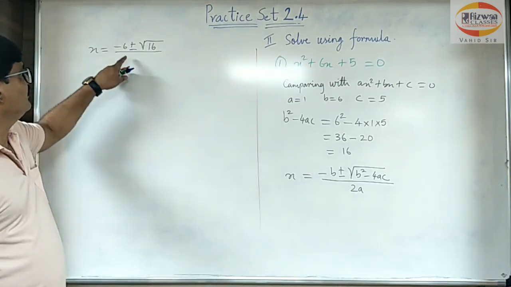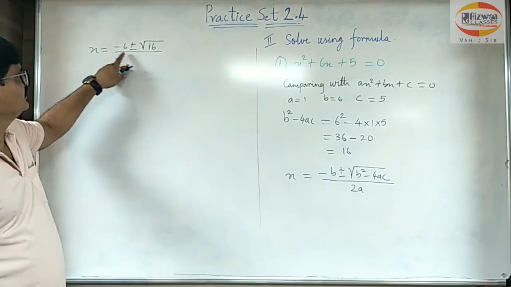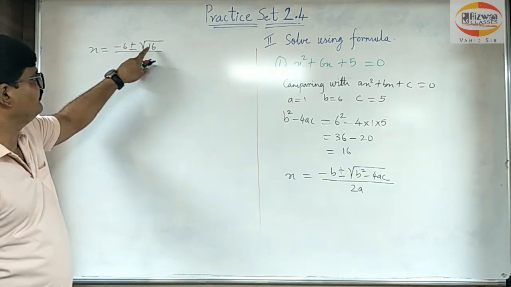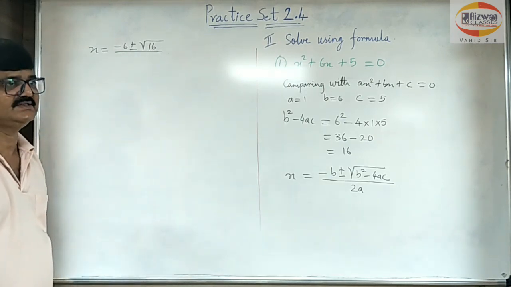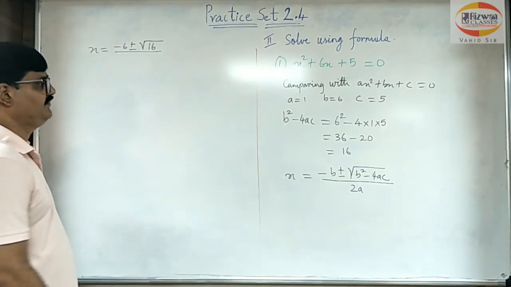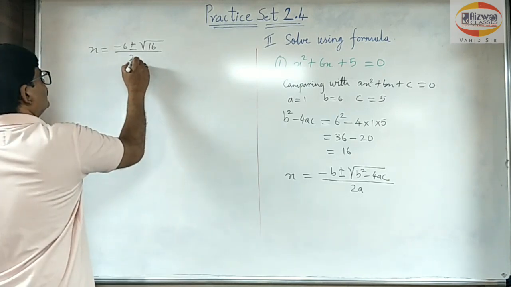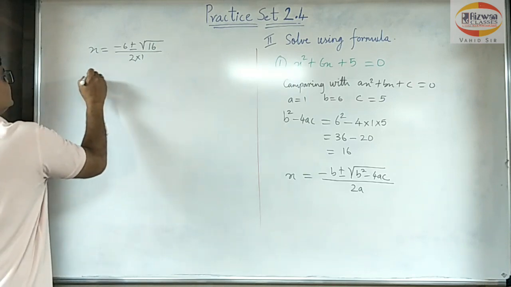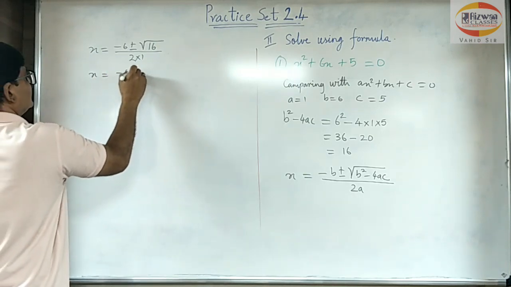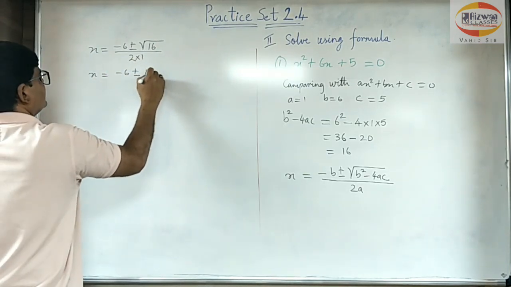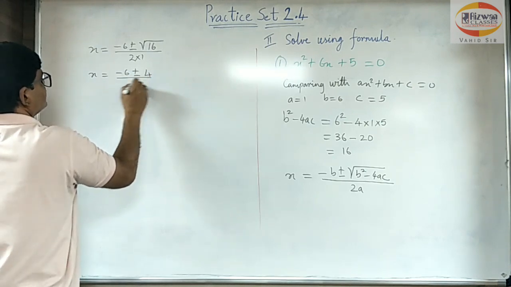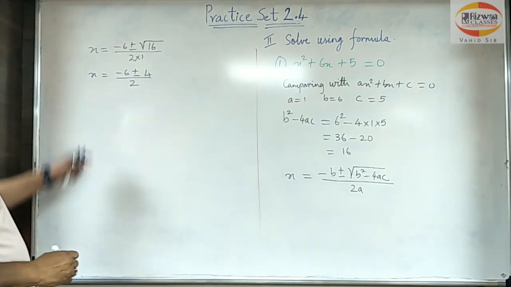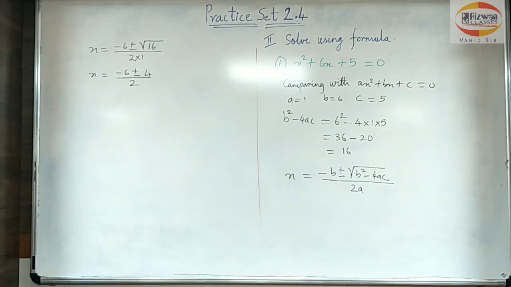So when you substitute in the formula, you substitute the b value, and under the root, the value of b square minus 4ac that we already got, which is 16. You don't need to find it separately. Upon 2a, a is 1, so 2 into 1. So x is equal to minus 6 plus minus root of 16, which is 4, upon 2 ones are 2. So x is equal to minus 6 plus minus 4.